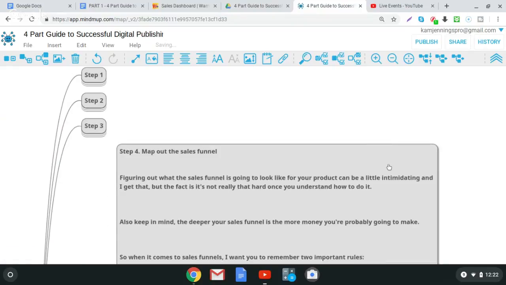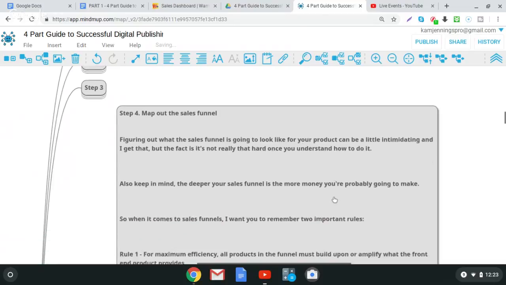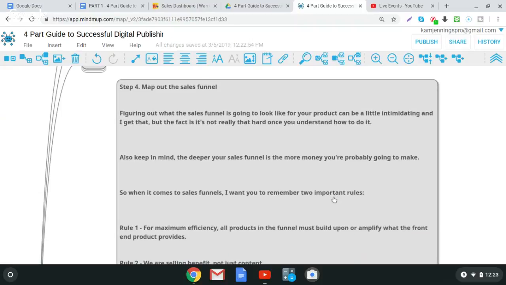Step 4, map out the sales funnel. Figuring out what the sales funnel is going to look like for your product can be a little intimidating, and I get that. But the fact is, it's not really that hard once you understand how to do it. Also, keep in mind, the deeper your sales funnel is, the more money you're probably going to make.